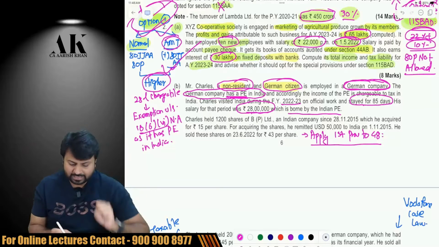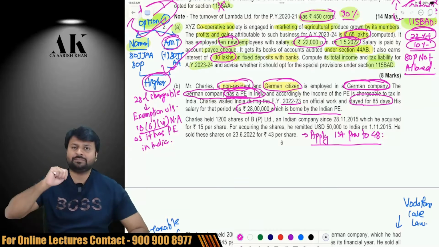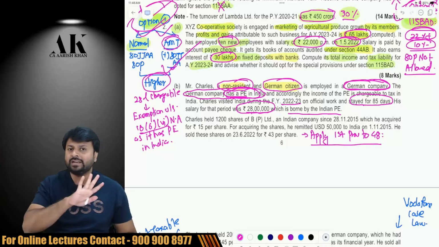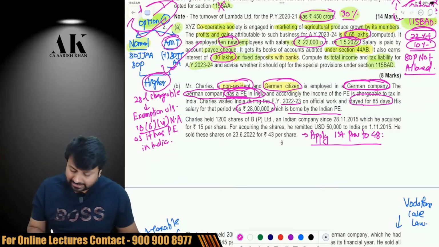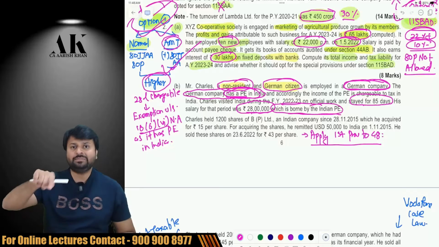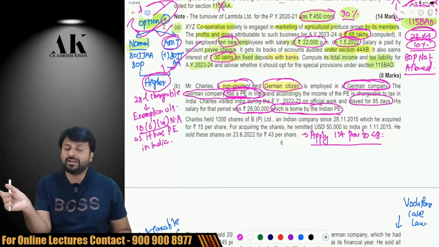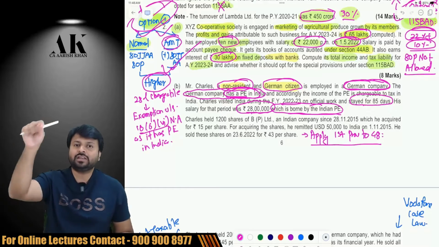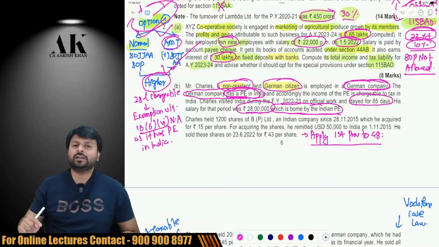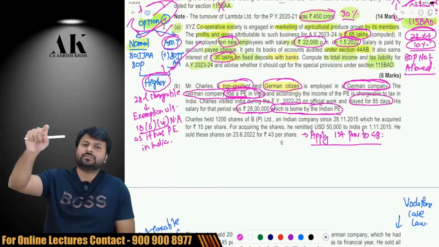Now that foreign company has a trade and business in India because it has a PE in India. Because it has a trade or business in India, the employee will lose the exemption. At the same time, the foreign company is also claiming that deduction in India because the PE in India is bearing that expense. Therefore, if the foreign company is claiming that deduction in India, then also the exemption in the hands of the employee will be lost.